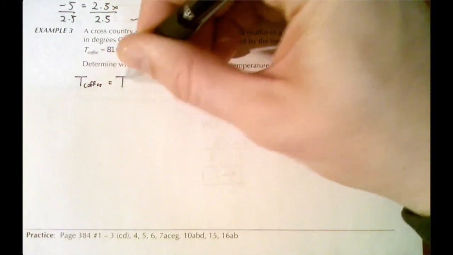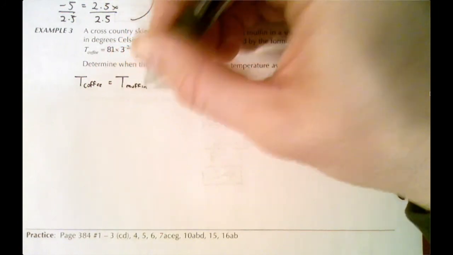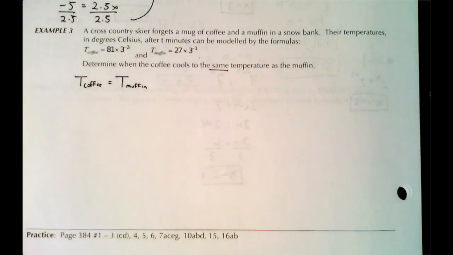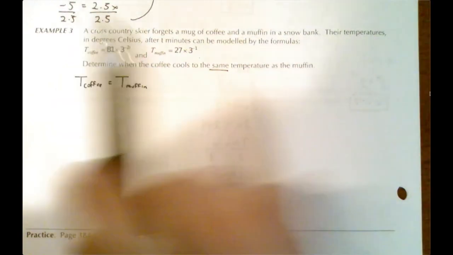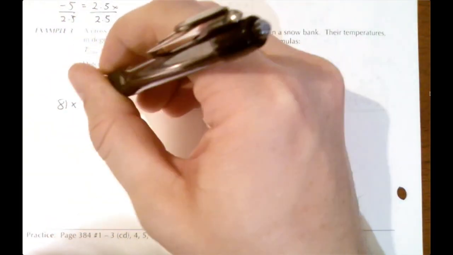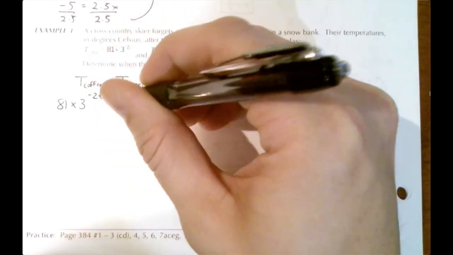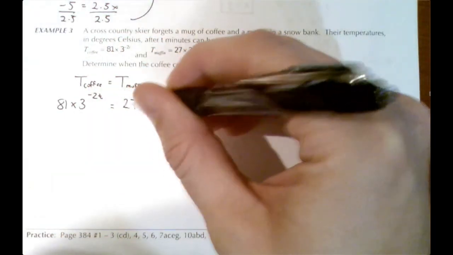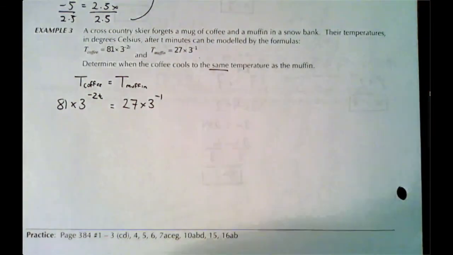So that's asking, where is the temperature of the coffee the same as the temperature of the muffin? Maybe about a week ago you didn't think you'd be doing a math question about the temperature of coffee and the temperature of a muffin. But here we are. Temperature of a coffee, well, that's the 81 times 3 to the exponent negative 2t. And the temperature of a muffin is 27 times 3 to the exponent negative 1.